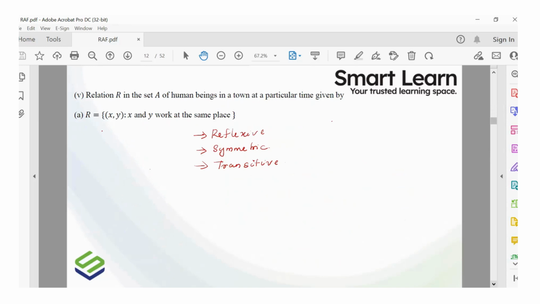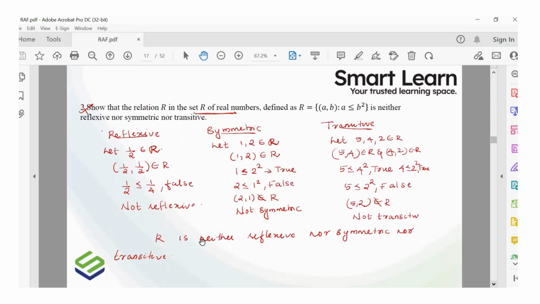Then here, this is very important. Show that the relation R in the set R, that is the real numbers, defined as {(a, b) such that a is less than or equal to b squared}, is neither reflexive, nor symmetric, nor transitive. a less than or equal to b squared. Now this is the real numbers, so I can take 1/2. When I take 1/2, its square is 1/4. Is 1/2 less than or equal to 1/4? No, because 1/2 is not smaller. So it is not reflexive.